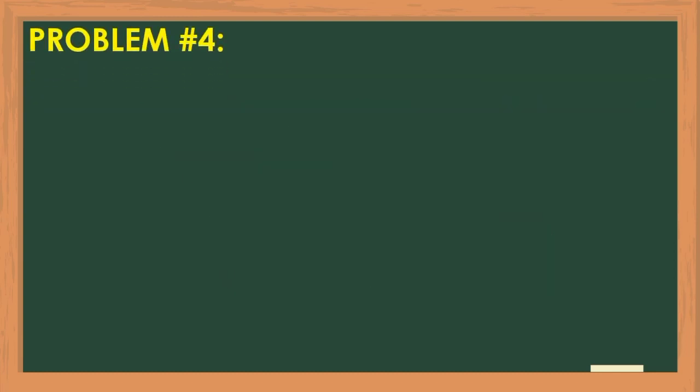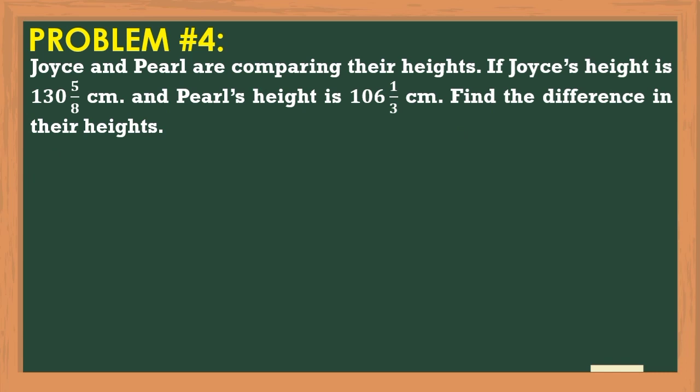So, let's have problem number 4. Joyce and Pearl are comparing their heights. If Joyce's height is 130 and 5 over 8 centimeters, and Pearl's height is 106 and 1/3 centimeters, find the difference in their heights. So, kino-compare ni Joyce and Pearl yung kanilang mga heights. Para magawa yon, kailangan lang po nating mag-subtract.